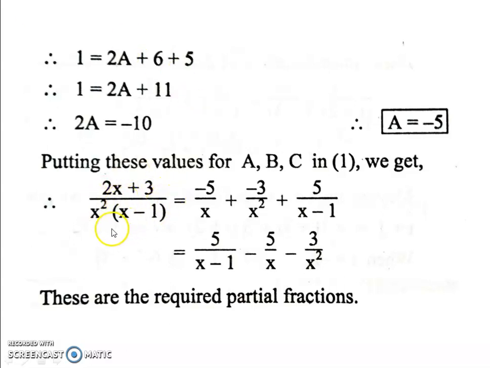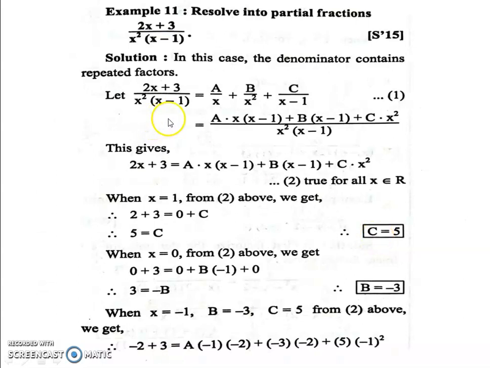So 2x plus 3 upon x square (x minus 1) is minus 5 upon x plus minus 3 upon x square plus 5 upon x minus 1. So we have to write the positive term first: 5 upon x minus 1 minus 5 upon x minus 3 upon x square. So this is the required partial fraction for the repeated factor method. Be careful about all the steps I have given and mentioned here. Be careful: A upon x, B upon x square, C upon x minus 1. We stop today's lecture.